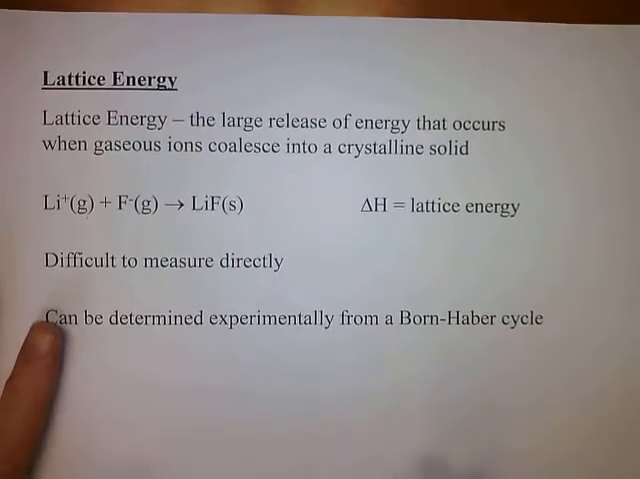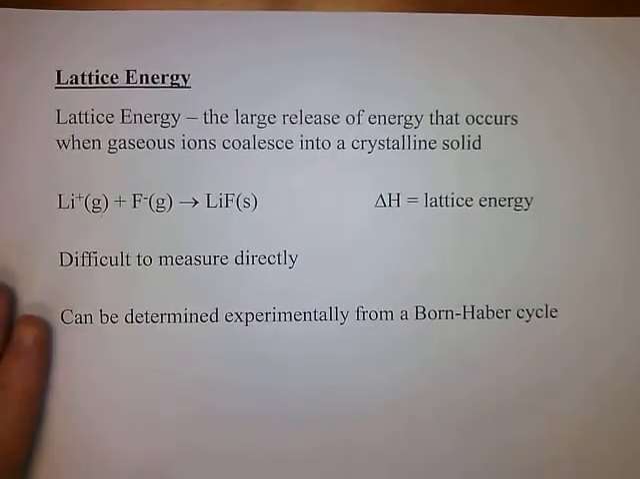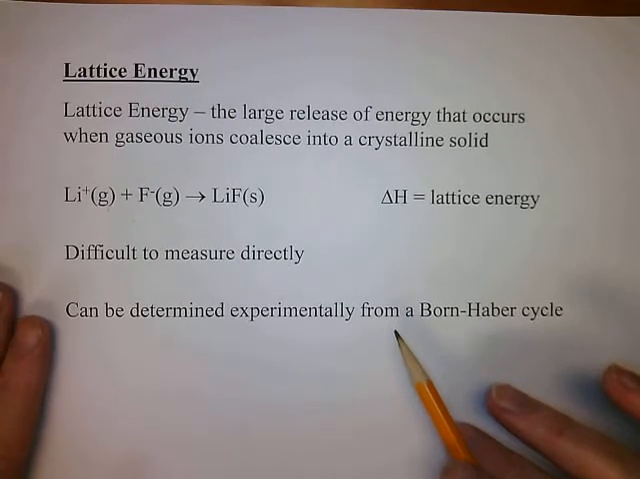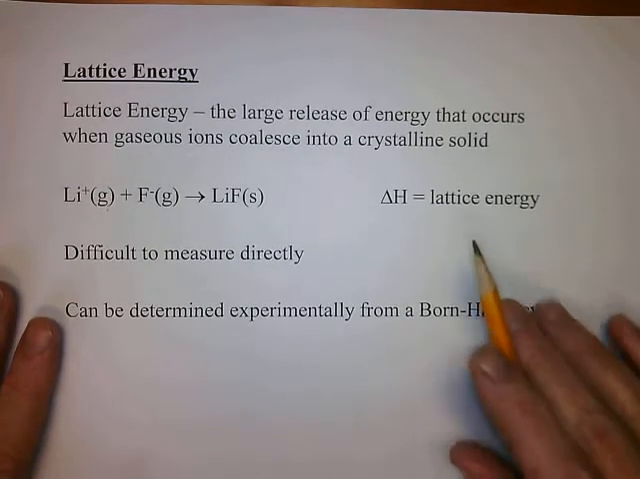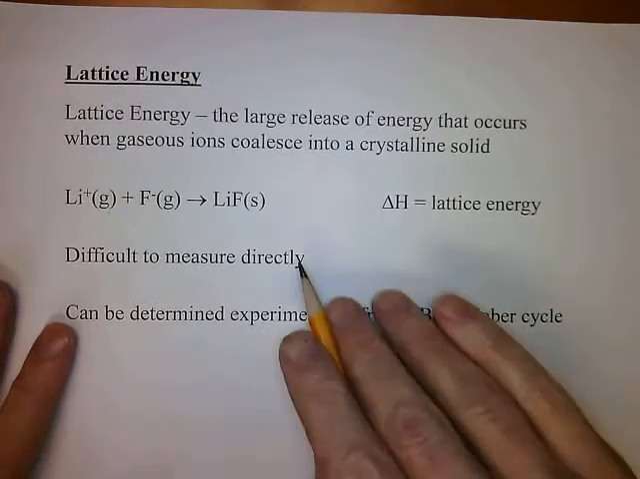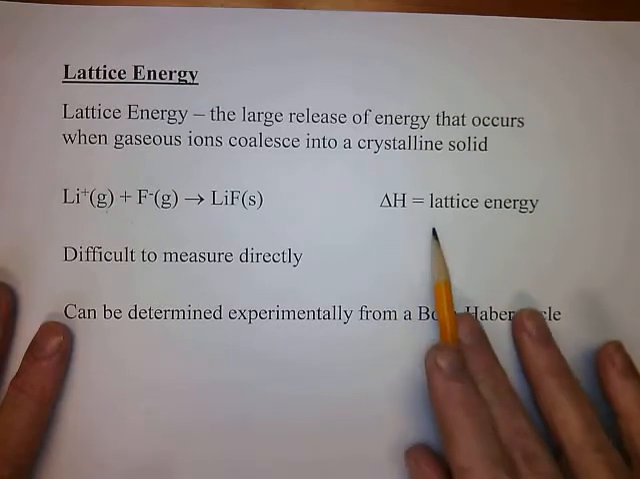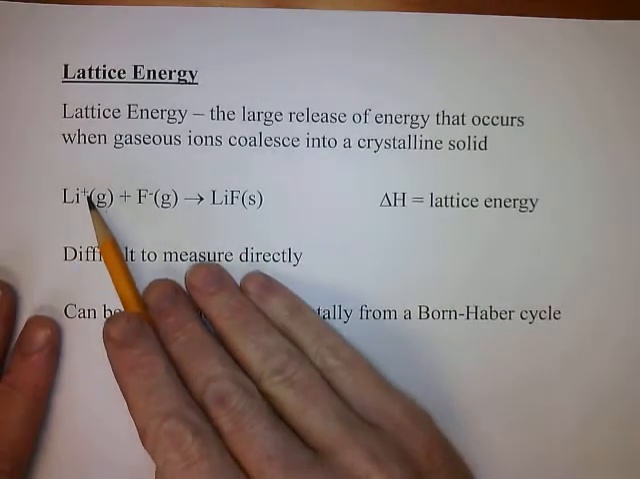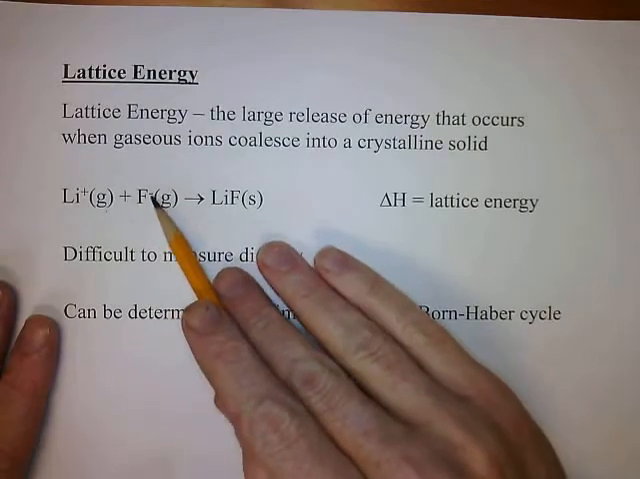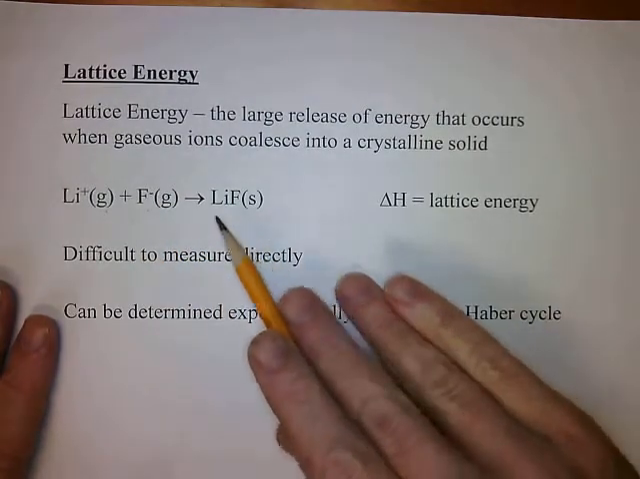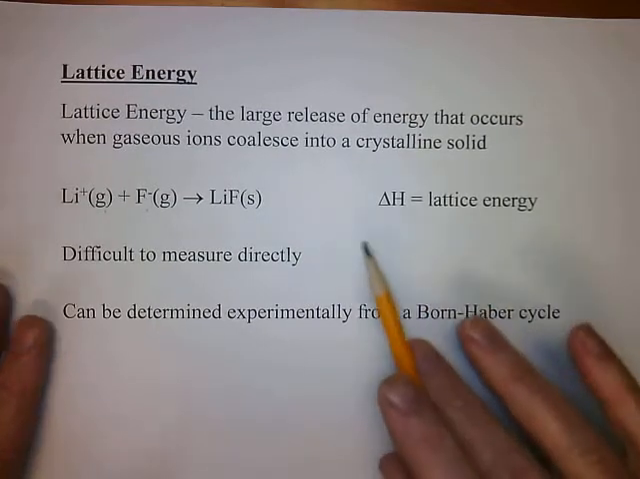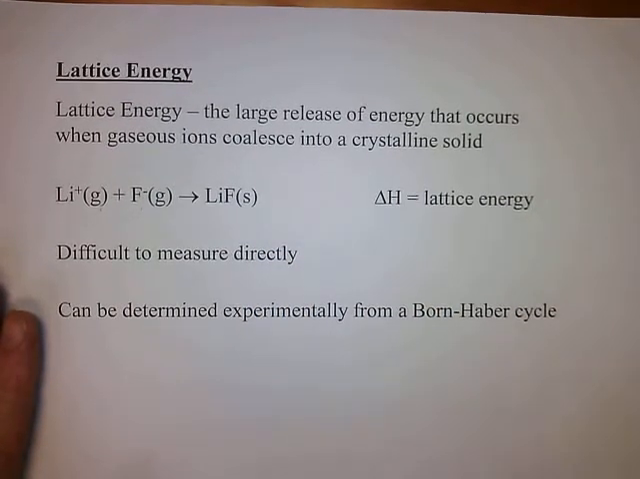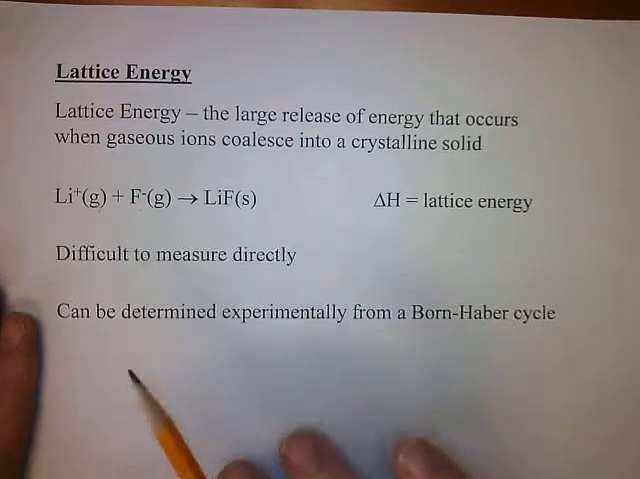So first of all, what is lattice energy? It's the large release of energy that occurs when gaseous ions coalesce into a crystalline solid. So it's the energy change associated with 1 mole of your compound from 1 mole of gaseous ions. In the example of lithium fluoride, 1 mole of gaseous lithium ions combines with 1 mole of gaseous fluoride ions to form the lithium fluoride solid. So it's the enthalpy change associated with the formation of 1 mole of compound from the gaseous ions.